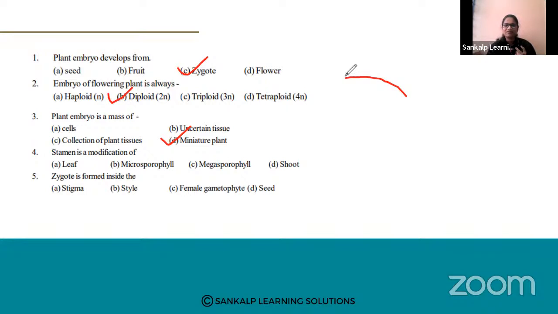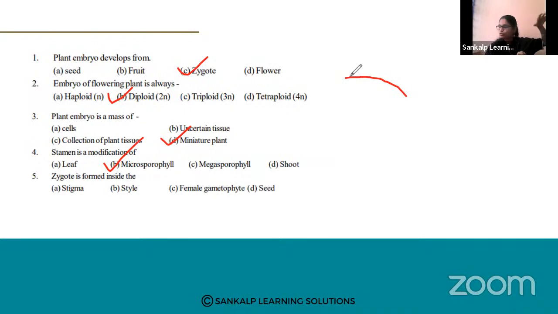Maheshwari gave a very quick response. I appreciate it, but once I read the question, then you answer, please. Yeah. Most of you commented option D, shoot, and a few of you commented option B, microsporophyll. So who answered option B? Nandini, Lata, Tanushri, Spandana, Vinay. Good. Kavya. So all these people voted for option B, microsporophyll. The correct answer is microsporophyll.